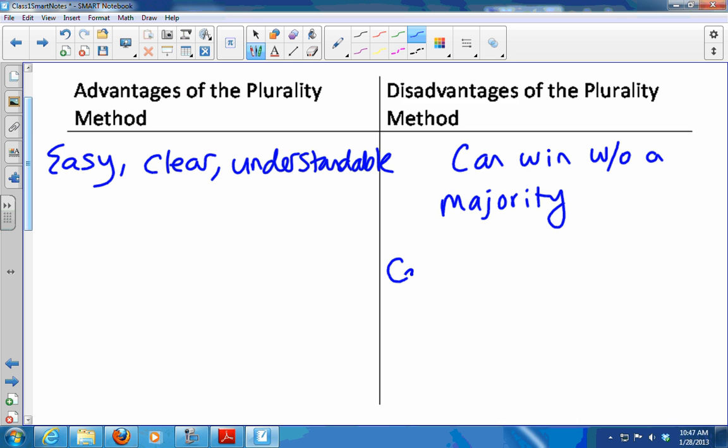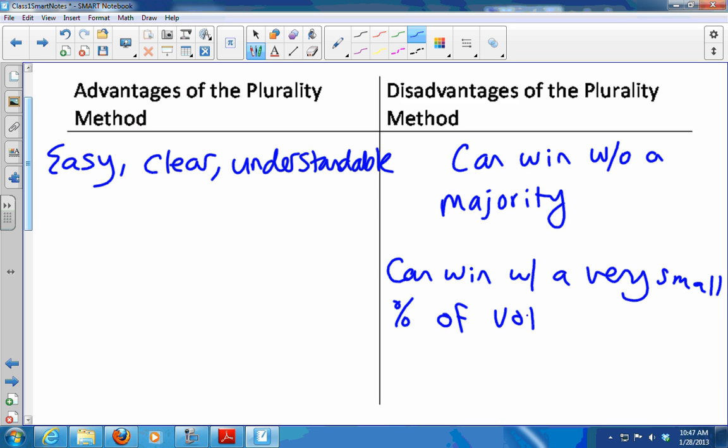So let's write that. You can win with a very small % of votes if there are a lot of choices.